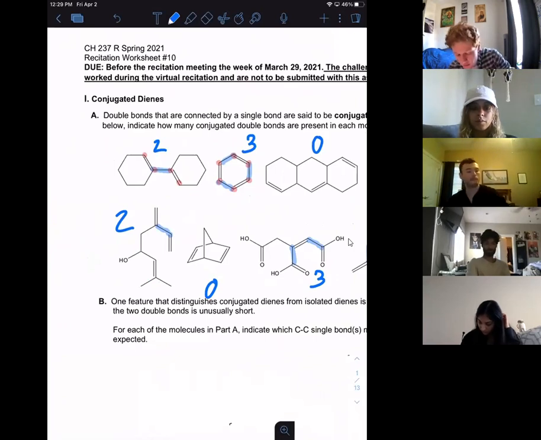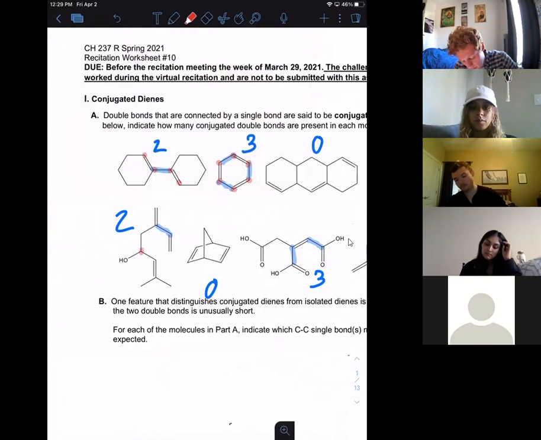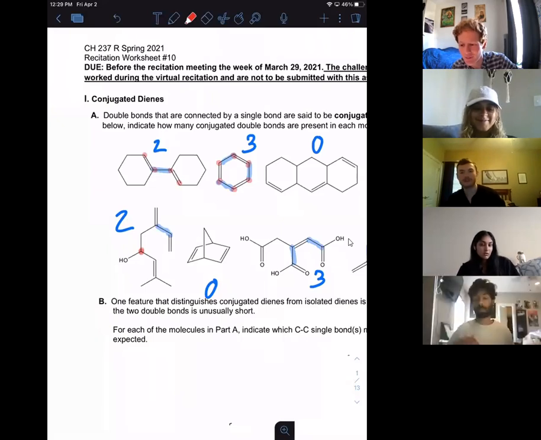As far as recognizing sp2 carbons, does anyone want to say what the electron geometry of this carbon is? Okay, it's sp3. I'm gonna hope you guys knew that.